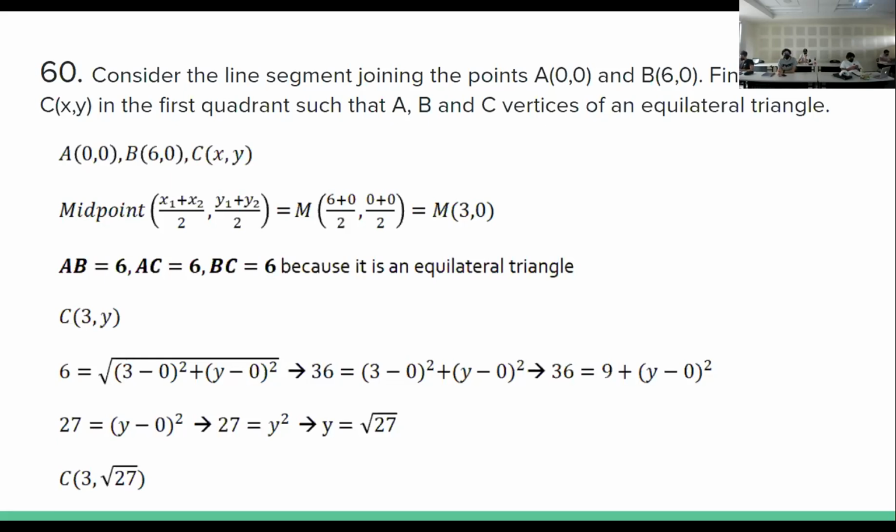And (3 minus 0) squared is 9. We take the 9 as a subtraction to the other side, and we get that 27 is equal to (y minus 0) to the power of 2. Then that would be 27 is equal to y squared, and we take the power of 2 to the other side as a root, and we get that y is the square root of 27.